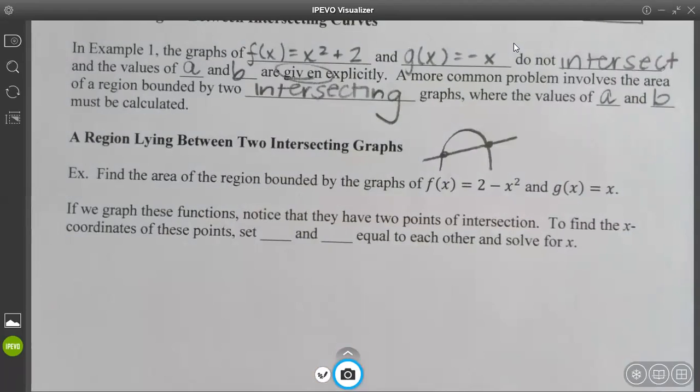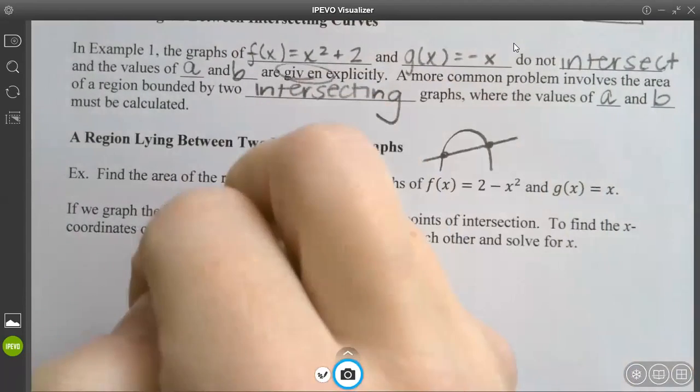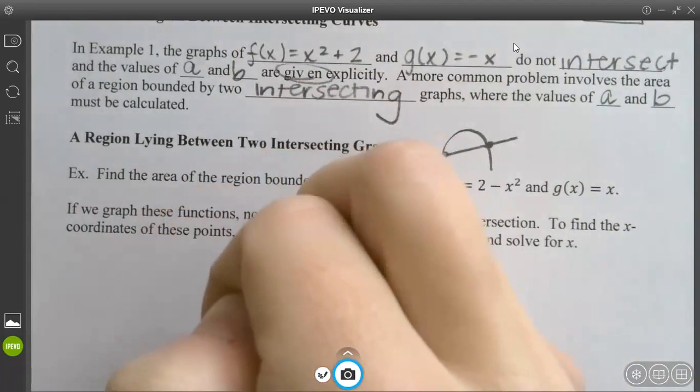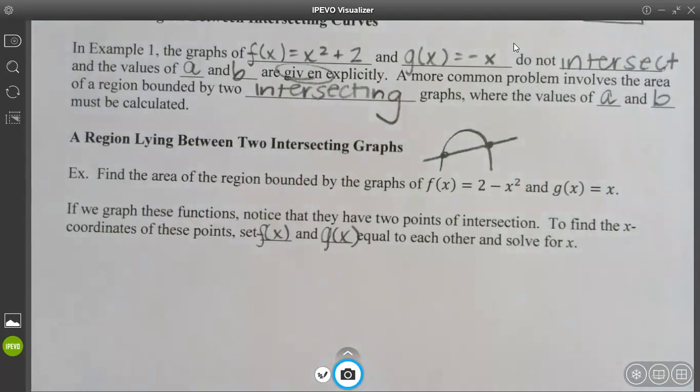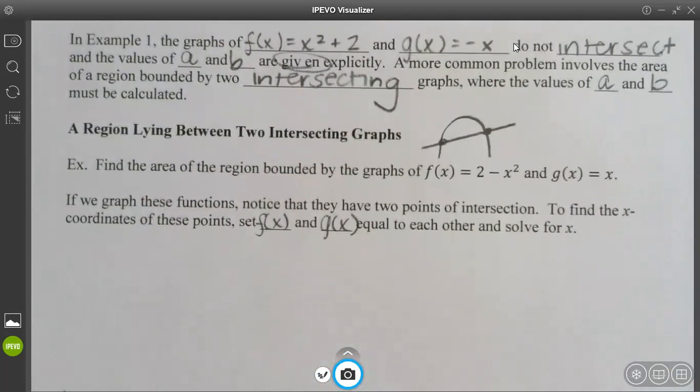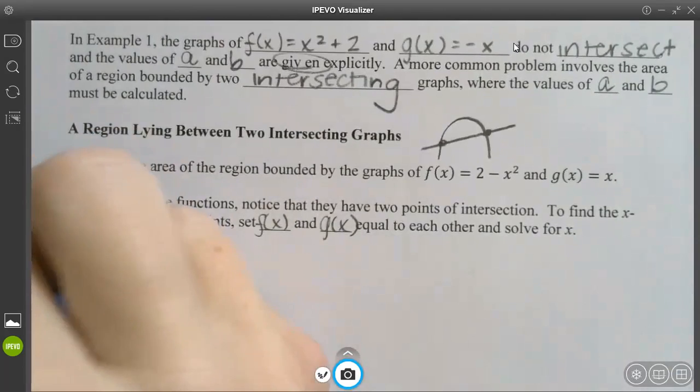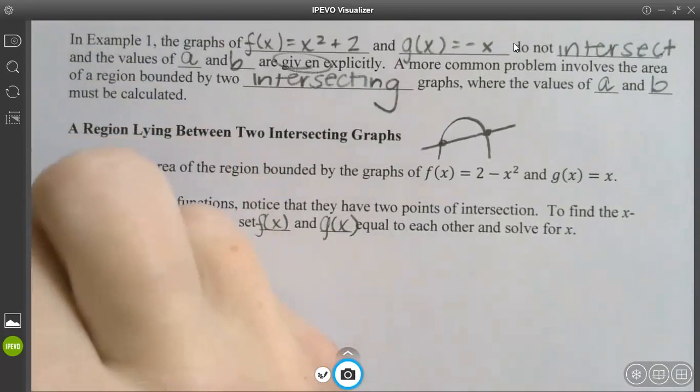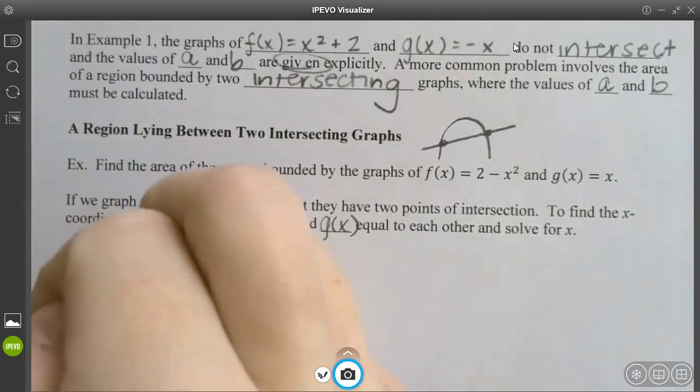To find the x coordinates of the points, we find where f of x and g of x are equal. Remember, not all of your exam is calculator active. So this is how you would do it if you don't have a calculator. If you do, put them into your graph and use second trace, intersect. Is everybody good? If not, you're going to set them equal to each other. We get 2 minus x squared equal to x.